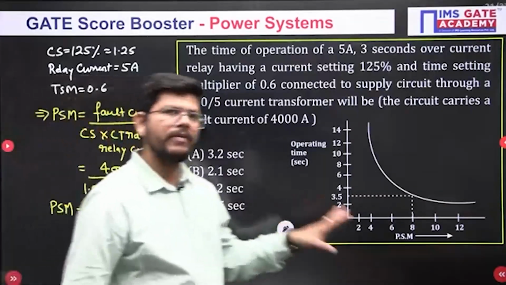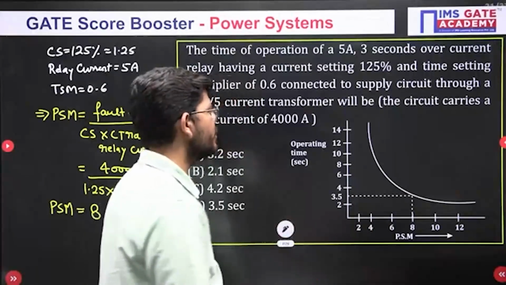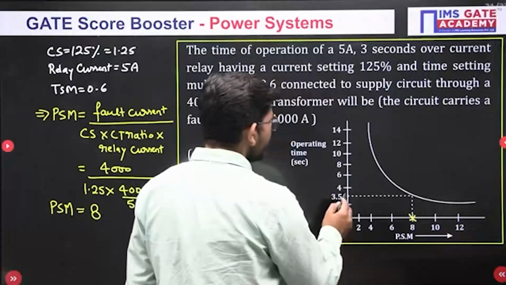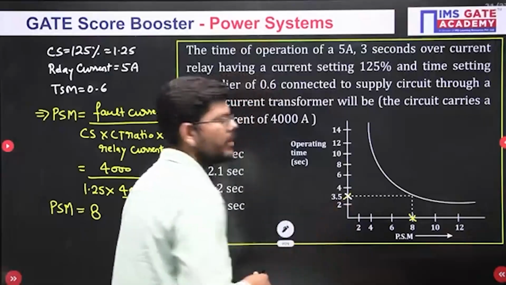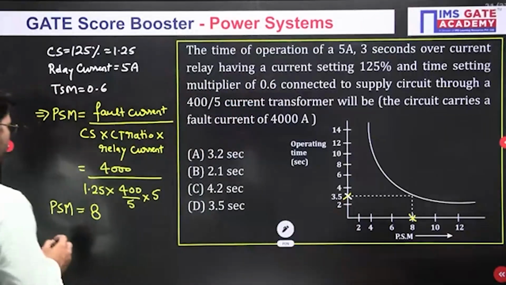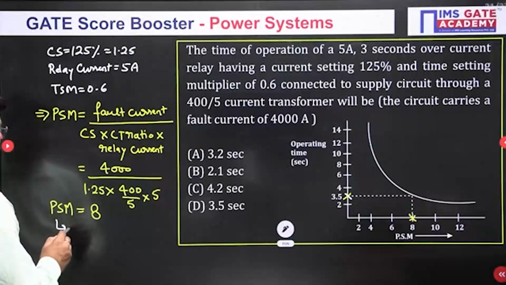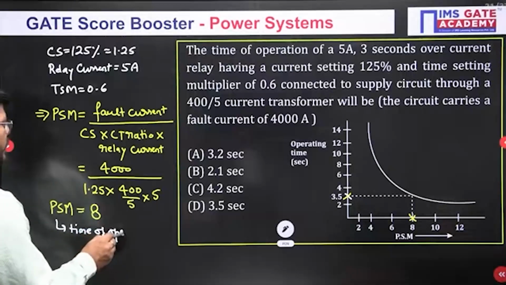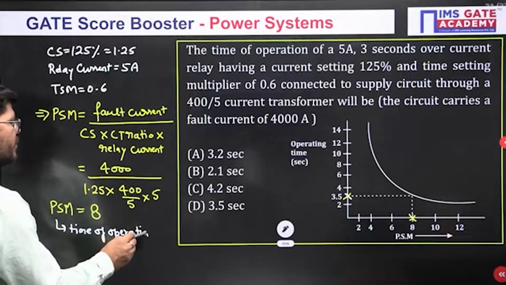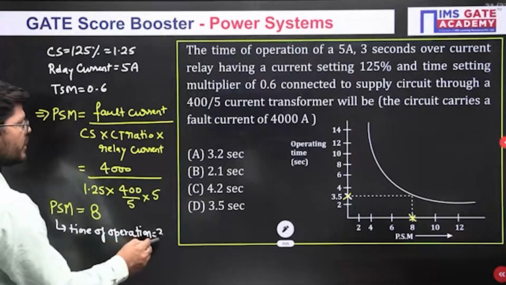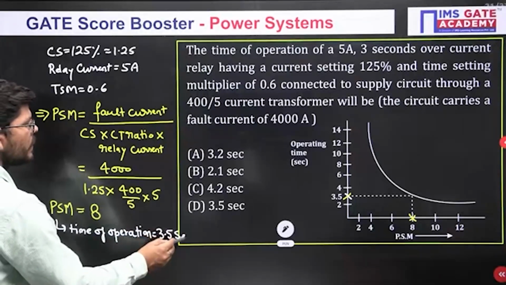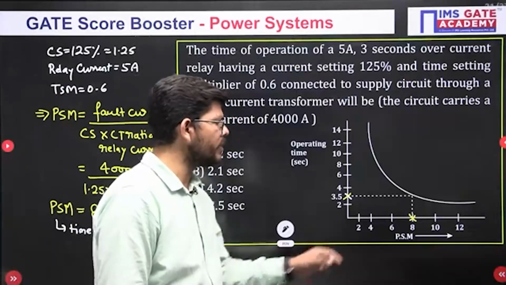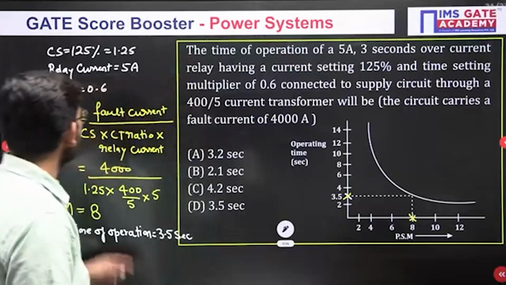And just see, they have given one hint as well. They want us to calculate PSM equals 8. Corresponding to PSM equals 8, the time of operation is 3.5, isn't it? For a PSM of 8, the time of operation is how much? 3.5 second. Okay, 3.5 second is the time of operation for this PSM.